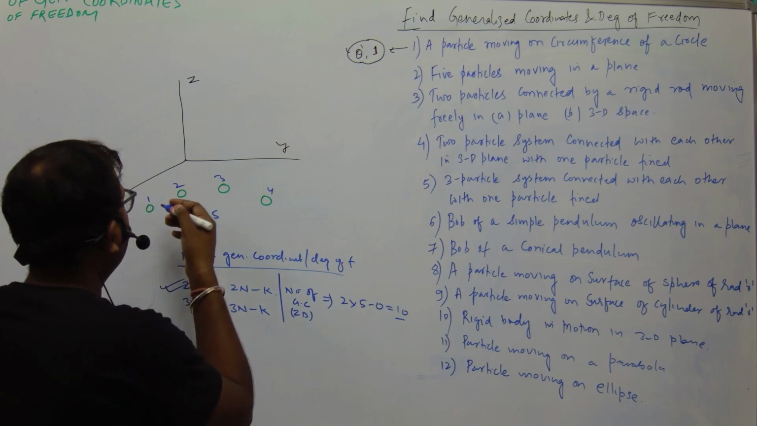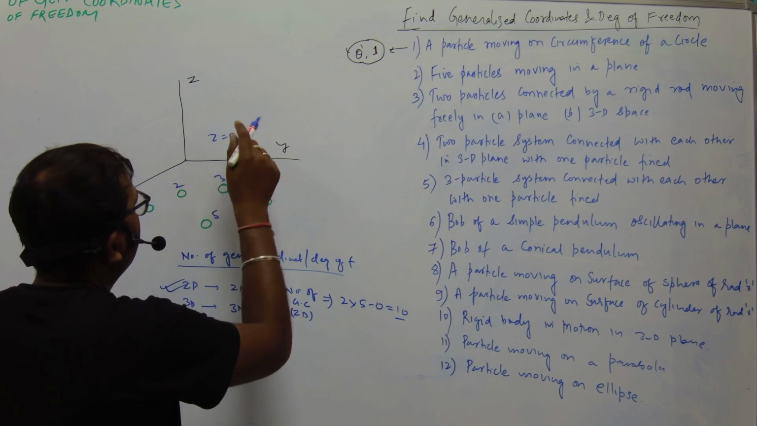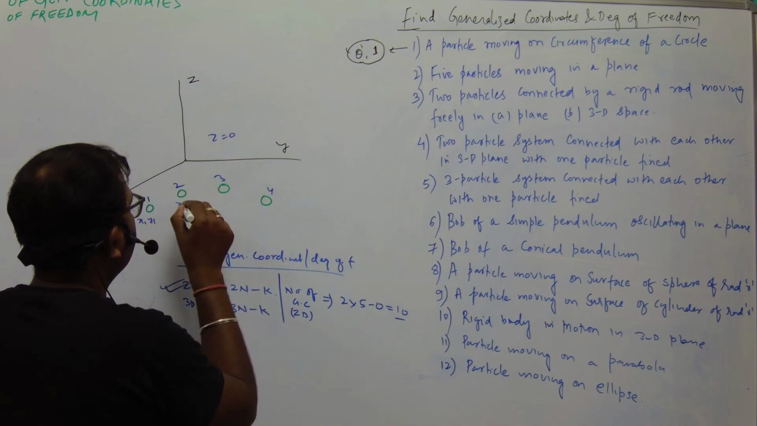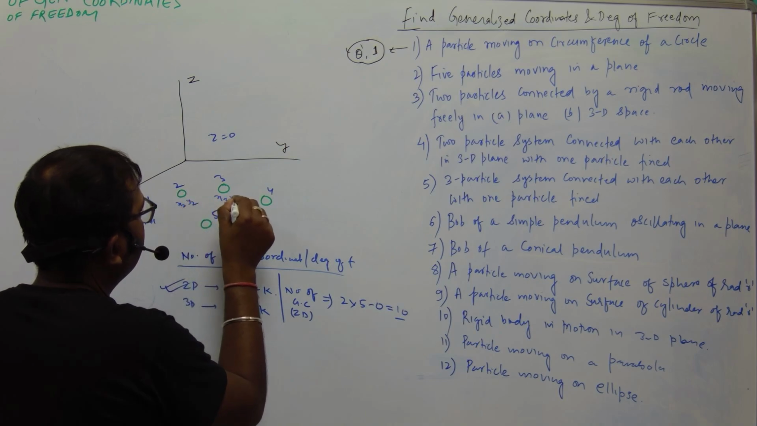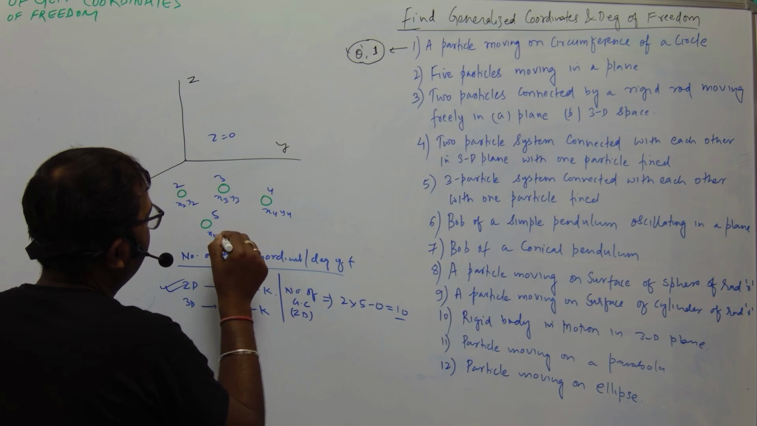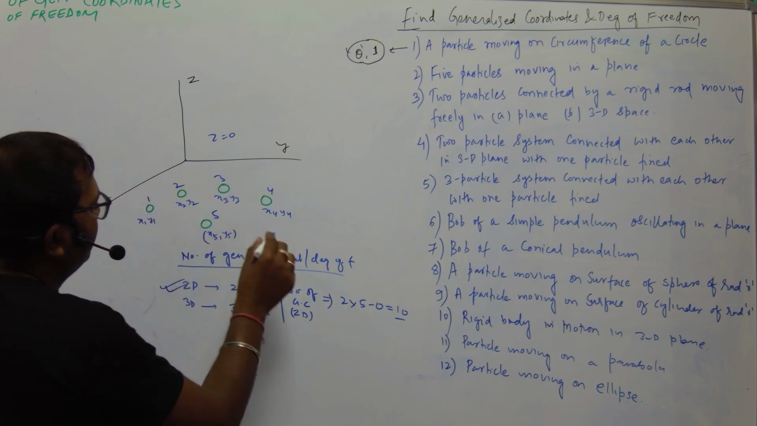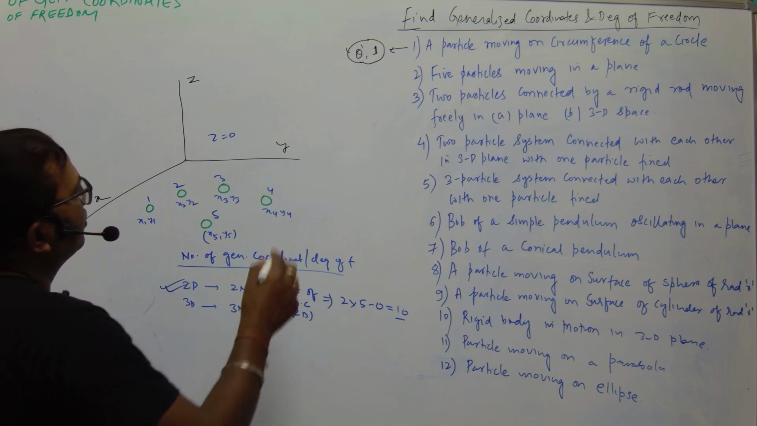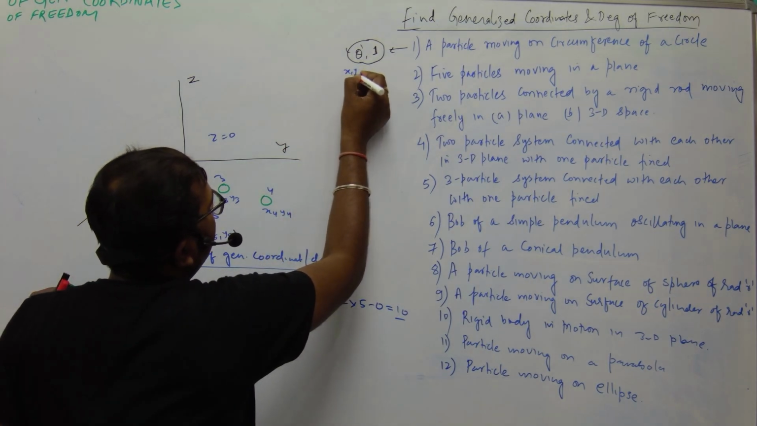Okay, so what will happen to this? Z will be 0 because it is in the xy plane. So what will its coordinates be? x1 y1, this one's x2 y2, x3 y3 and x4 y4, x5 y5. Okay, so these are the generalized coordinates. The total number of generalized coordinates is 10.